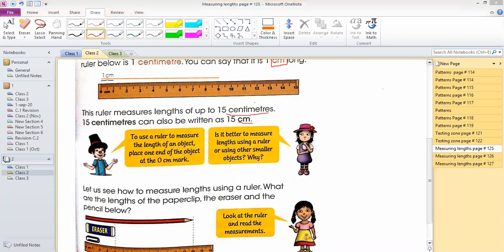Okay. All right, guys. So you can easily say, sir, this is 9 centimeter long because the end of this reaches up to 9 and it started from 0. So it is 9 centimeter long. This line is 9 centimeter long. Okay.